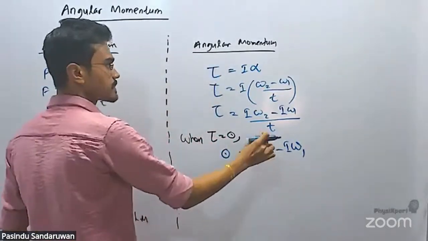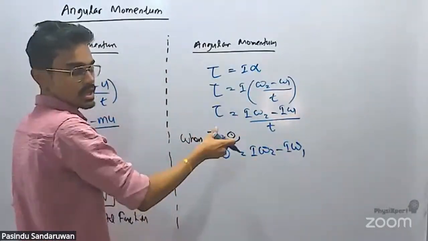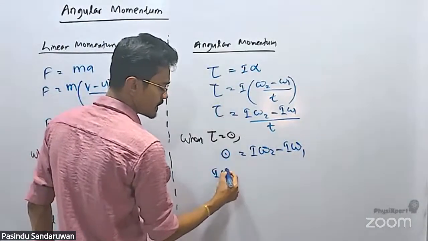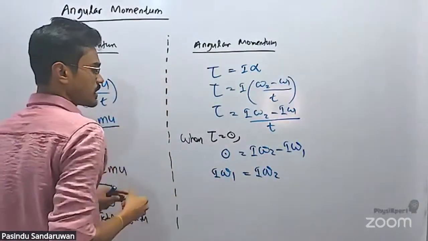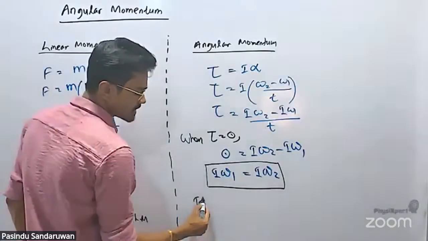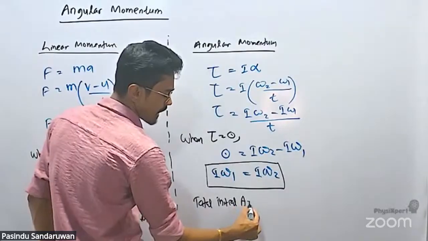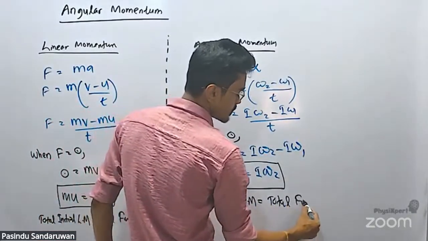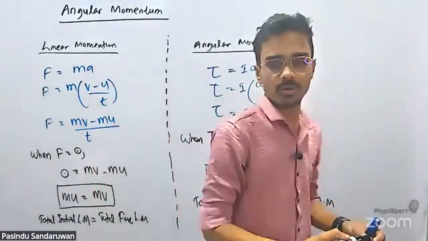I omega represents angular momentum. So I omega 1 represents initial angular momentum, and I omega 2 represents final angular momentum. Take it to this side: I omega 1 equals I omega 2. Which means total initial angular momentum equals total final angular momentum. More or less the same idea.